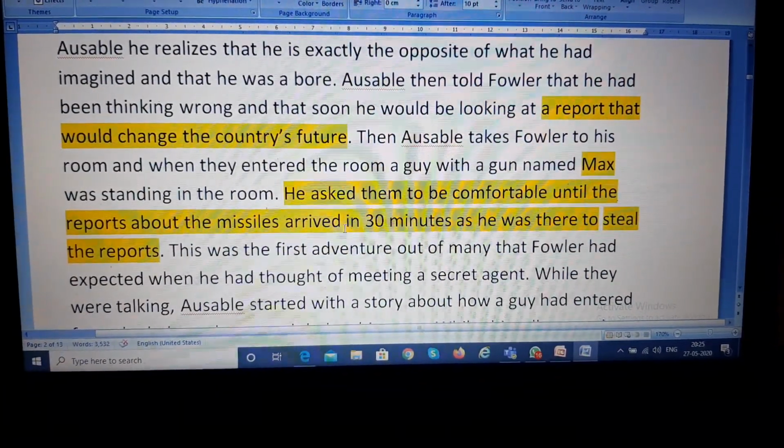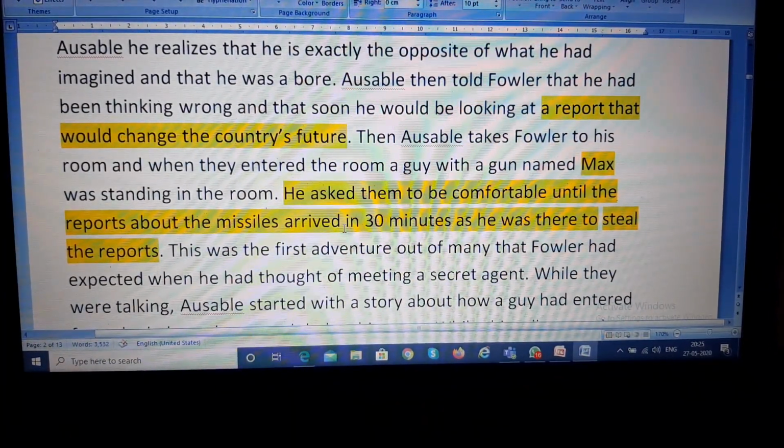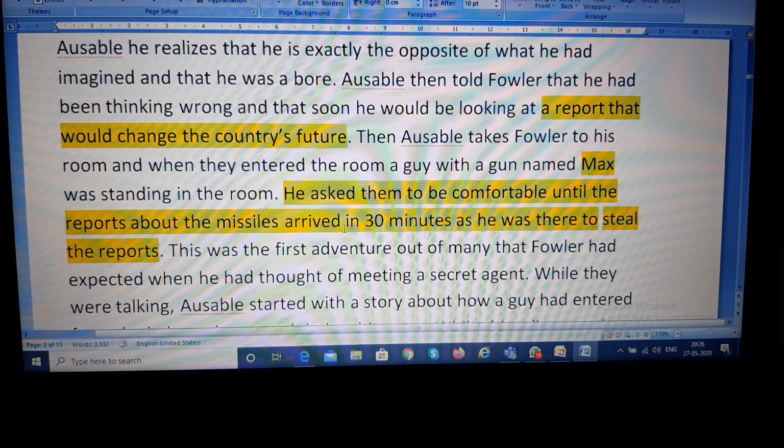And he adds a thrill for Fowler: don't get disappointed after meeting a secret agent like me, because I may not come up to the mark. According to Ausable, he may not come up to the mark in terms of physical appearance or any challenging situations, but very soon he will provide him a thrill about a report which may change the country's future. Why? Because it is carrying something very important regarding information about missiles.